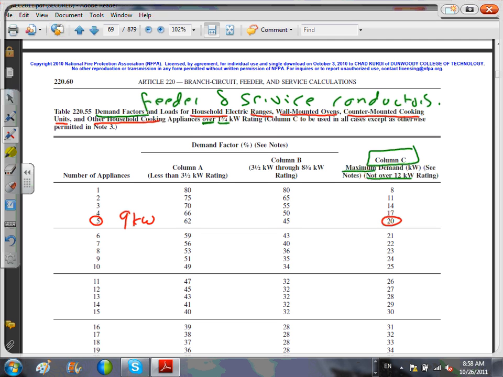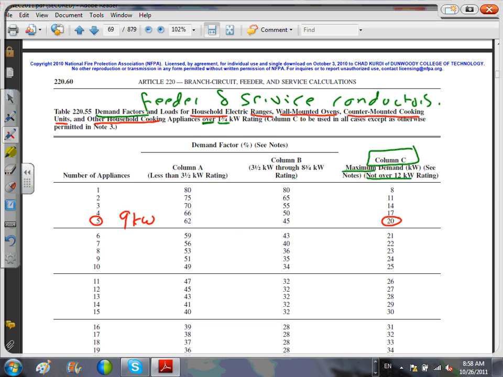Oladipo, my friend, it's not enough. 9 kW, I default to C, that gives me 20. Then ask yourself, do I have an alternative to go to A or B? Are they under A or B? Is 9 under A? No. Is it under B? No. So that's the only option you have.